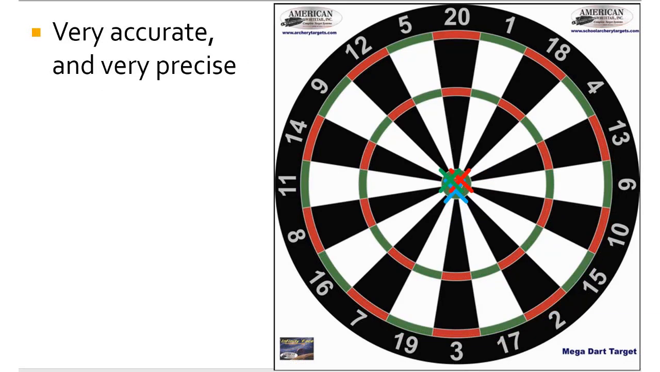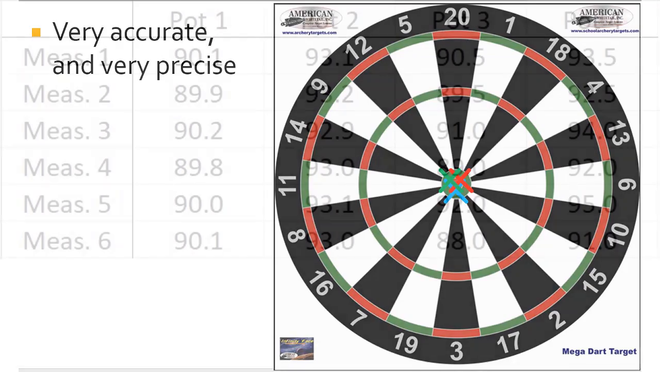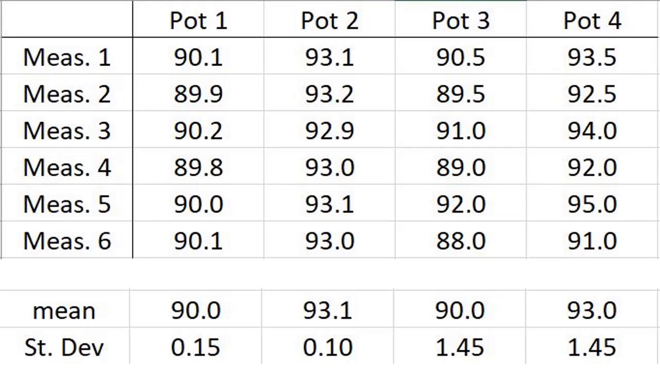This dartboard is showing an example of values that are both precise and accurate. The darts are closely grouped together, in other words, they're precise, and they're also very close to the center. They're very accurate. So now, let's look back at our 4 potentiometers. Can you see which of these is which?